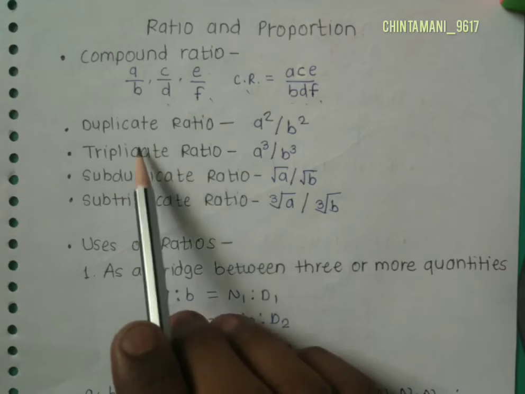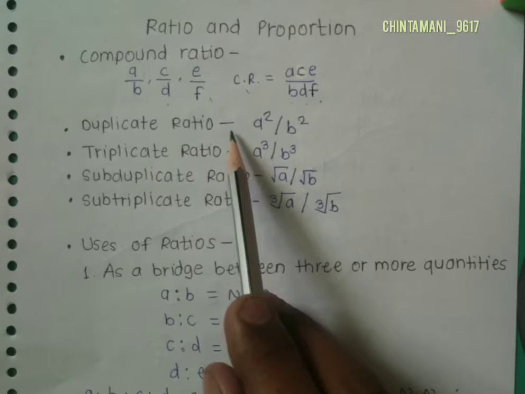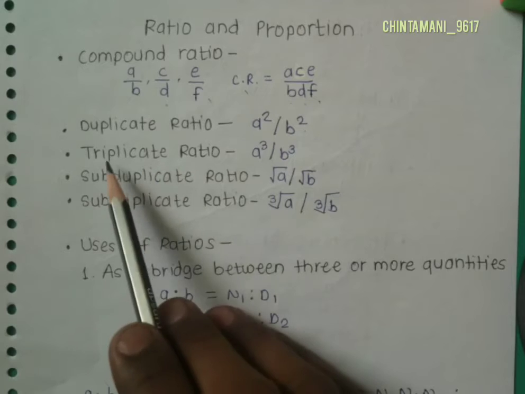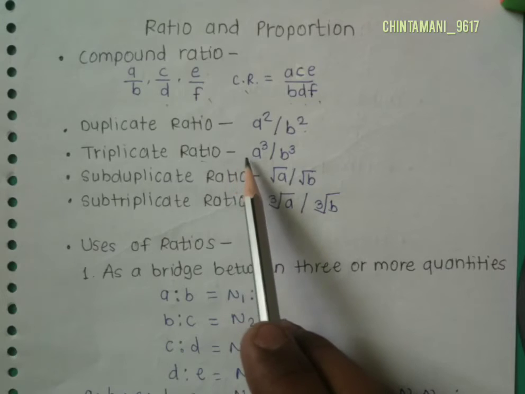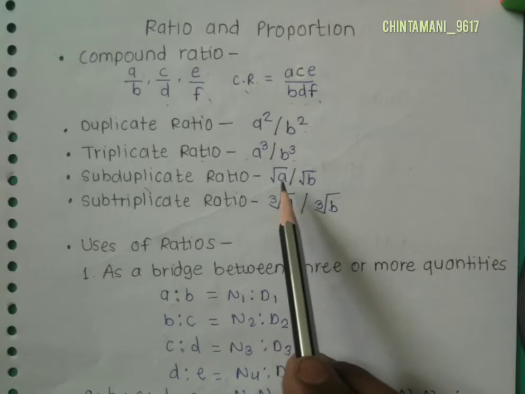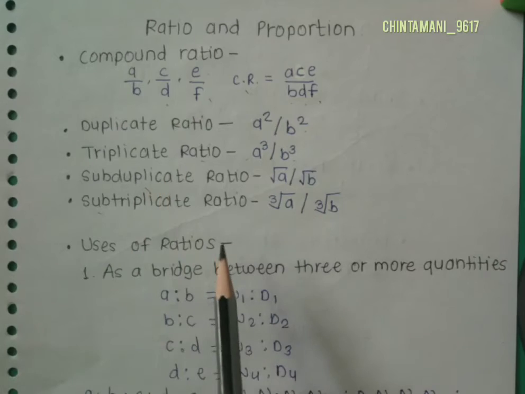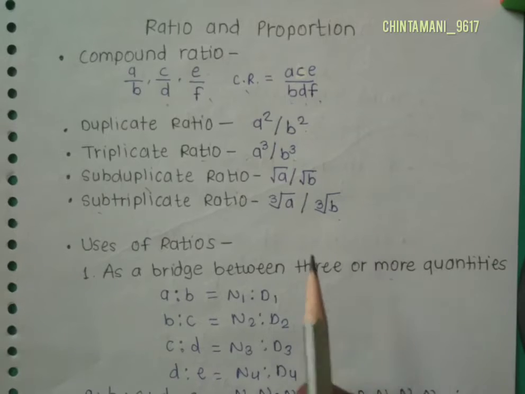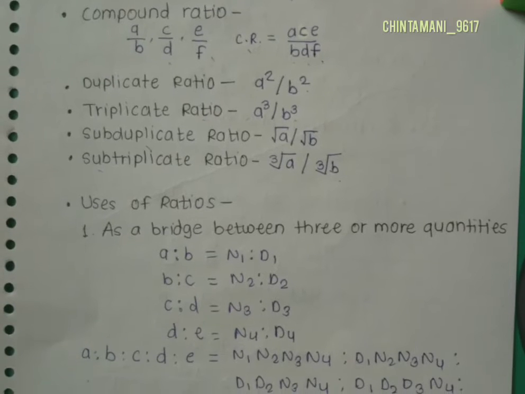The next property is the duplicate ratio, that is the square. If the given ratio is A is to B, then the duplicate ratio is A square divided by B square. Same as the triplicate ratio: if the given ratio is A is to B, then the triplicate ratio will be A cube divided by B cube. The sub-duplicate ratio will be the square root of A divided by the square root of B. The sub-triplicate ratio of A to B is equal to the cube root of A divided by the cube root of B.